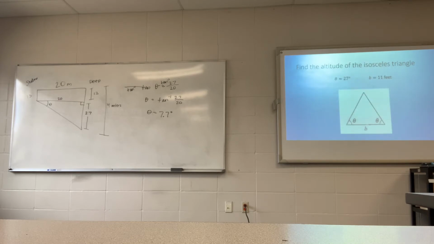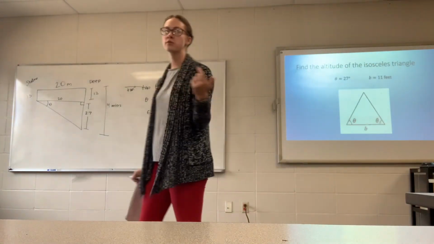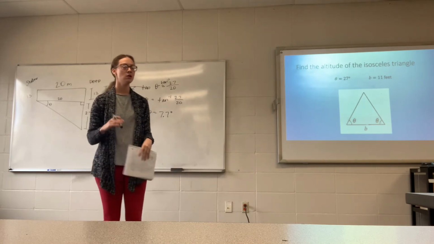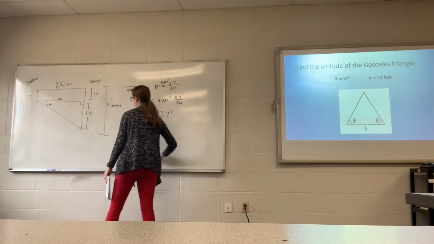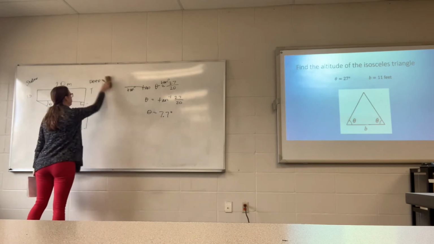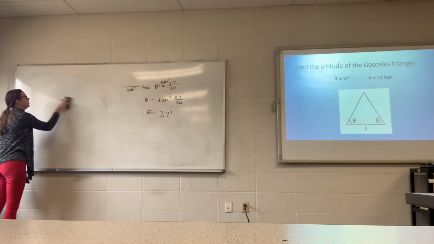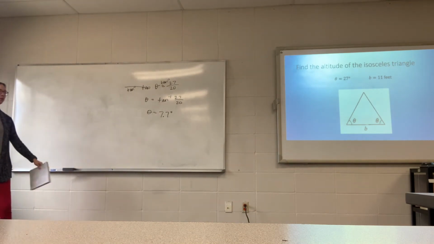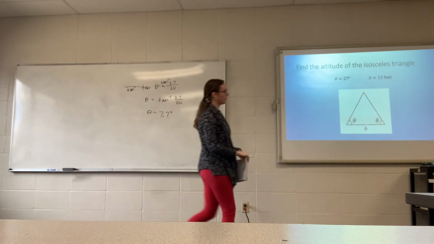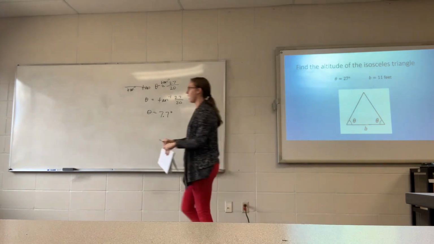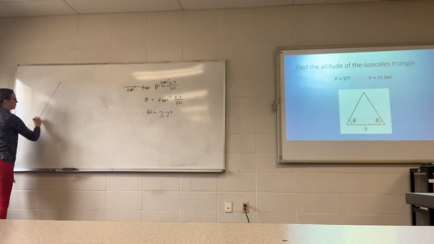Okay, guys, let's find the altitude of this isosceles triangle. We can only use sine, cosine, and tangent when we have a right angle. Do I have a right angle with this? No, I do not. Could I maybe make a right angle by dividing that triangle? You make 2 right angles. I could divide it right down the middle, and then I would have right angles here and here. Is everyone okay with that? Yeah, because then we know how to do stuff with right triangles.